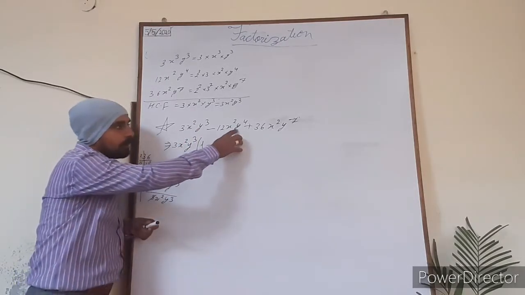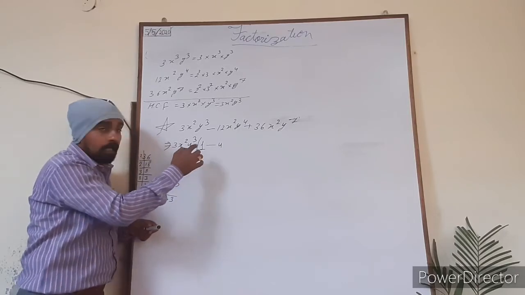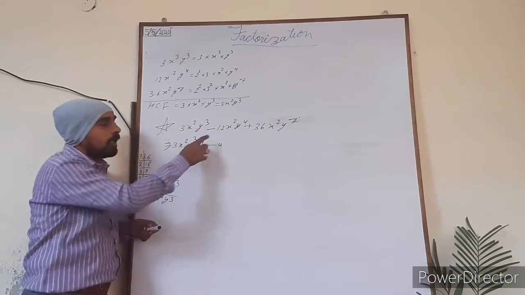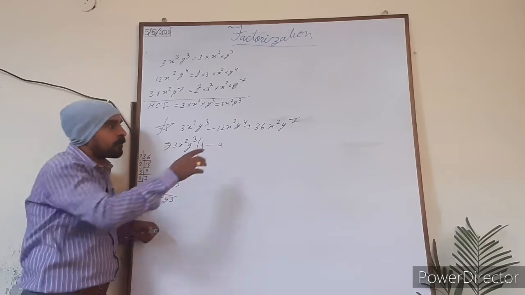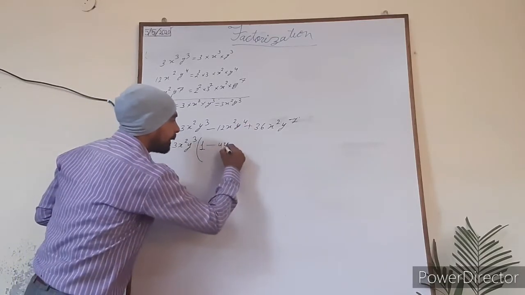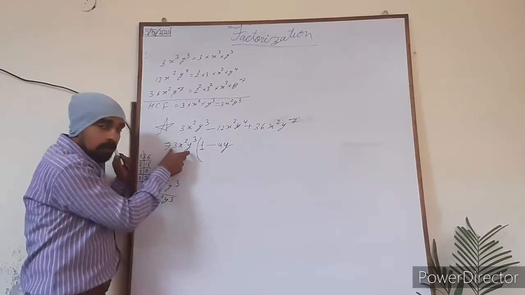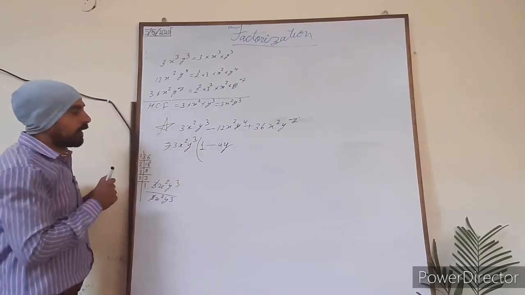After that, y to the power 4 is going to be divided by this y cube. So this is power 4 and this is power 3. In the case of division, the power will be subtracted. So that will be y to the power 4 minus 3. It means this is what? Y.